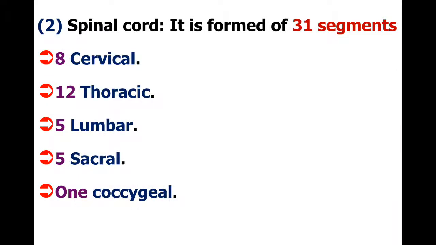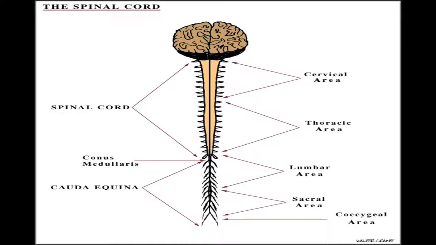The second part of the central nervous system is the spinal cord that formed from 31 segments. First, 8 cervical segments, 12 thoracic segments, 5 lumbar segments, 5 sacral segments, and 1 coccygeal segment. This is a picture to see us the parts of the spinal cord.